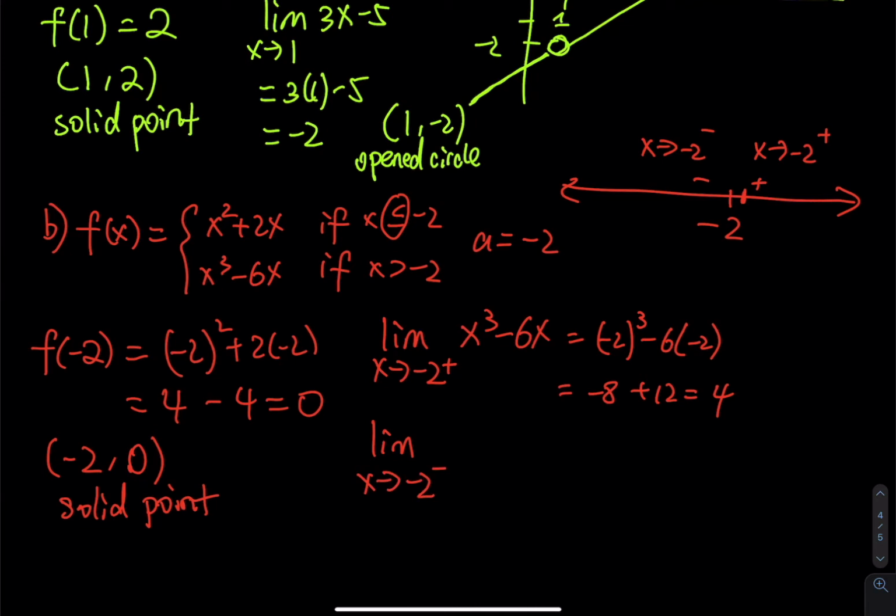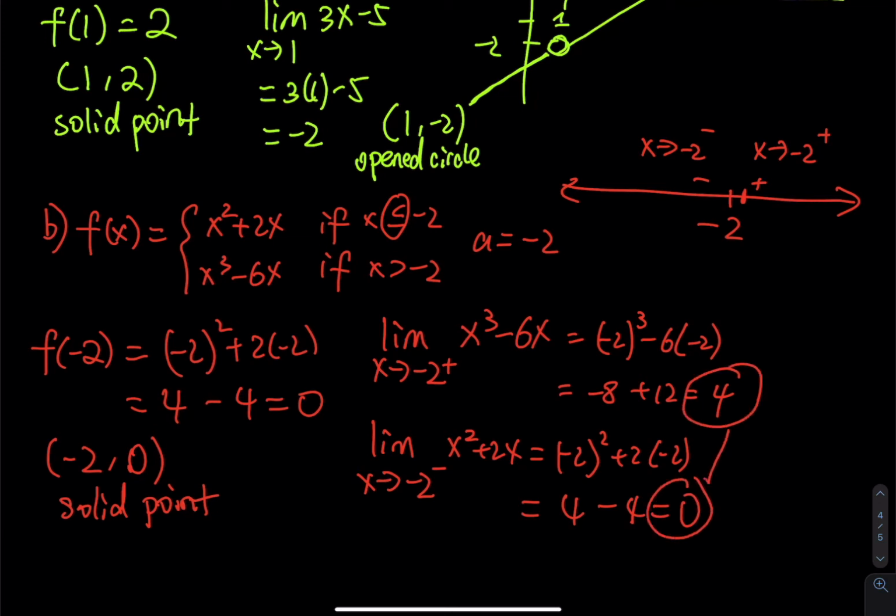Am I going to pick the same piece? No. x approaches negative 2 from the left is something less than negative 2. So you should pick the second degree. So this is x squared plus 2x. That is negative 2 squared plus 2 times negative 2. So we have 4 minus 4 equals 0. Are they equal? The answer is no, they are not equal.